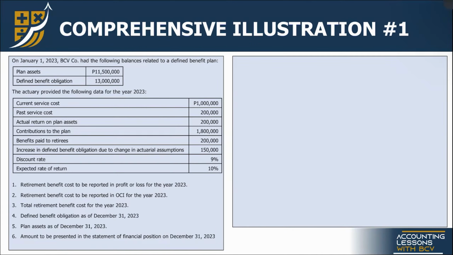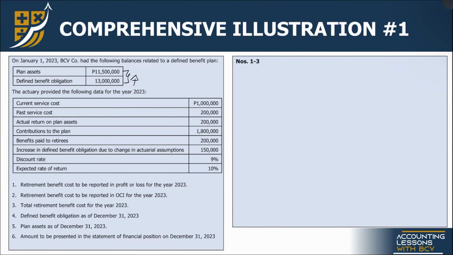Okay? Sige. So, bago tayo tumungo sa computations, paki-compare nga yung dalawang beginning balance natin. Sino mas mataas? Is it the plan assets or DBO? It is the DBO. If the DBO is higher, then wala tayong problema, walang limit, walang asset ceiling. So alam natin na wala muna tayong effect on asset ceiling for this problem. Okay? Then let's proceed. Number 1.